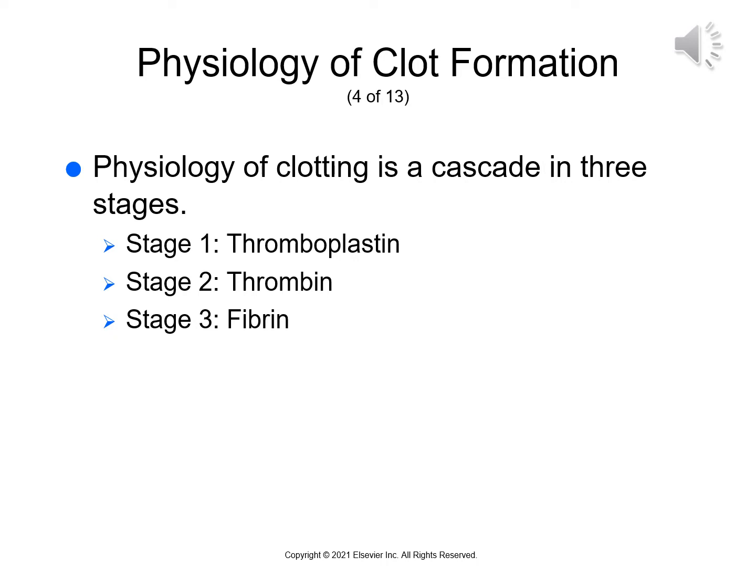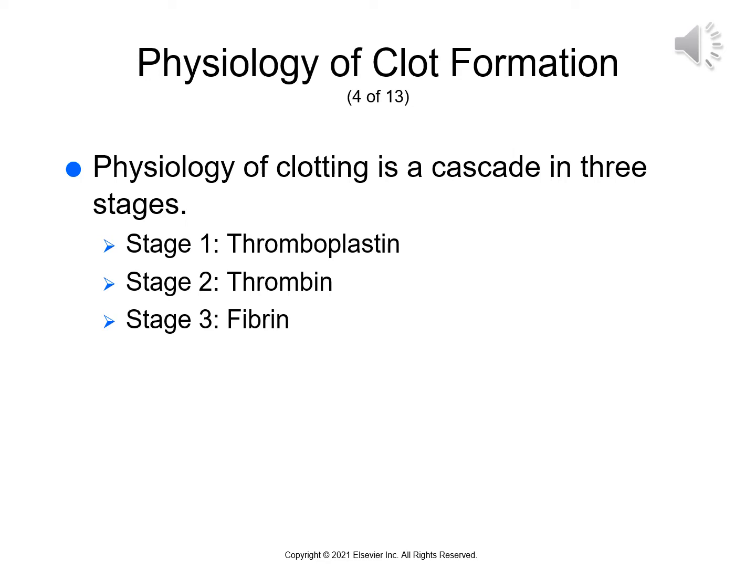Okay, all right, so the body's coagulation mechanism prevents blood loss resulting from trauma or damage to small blood vessels. So this process is actually a cascade of events that occurs in three basic stages. So again, the first one is the thromboplastin forms. Stage 2, thromboplastin converts prothrombin, known as factor 2, into thrombin. And then stage 3, thrombin converts fibrinogen, also known as factor 1, to fibrin.